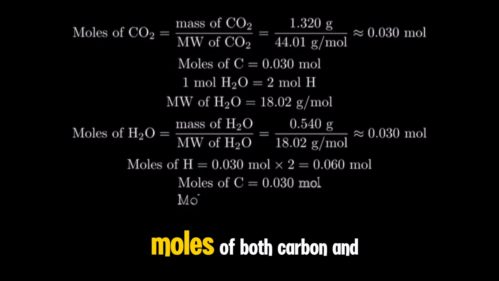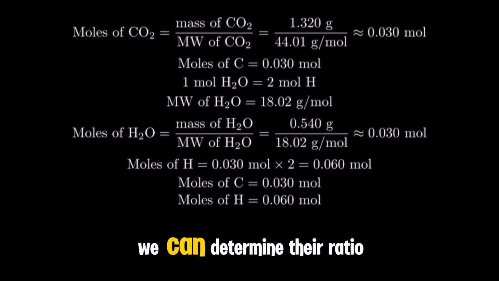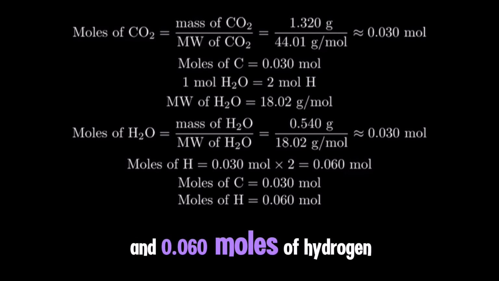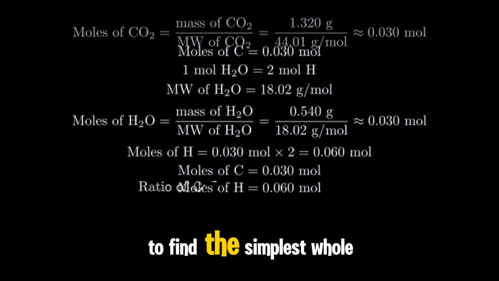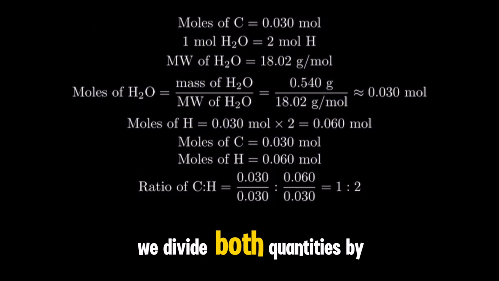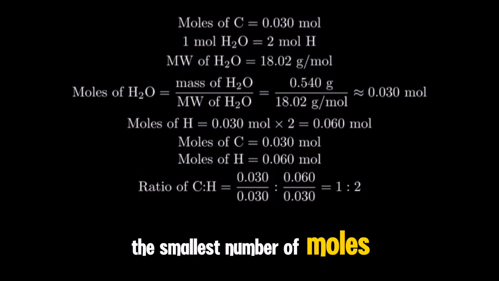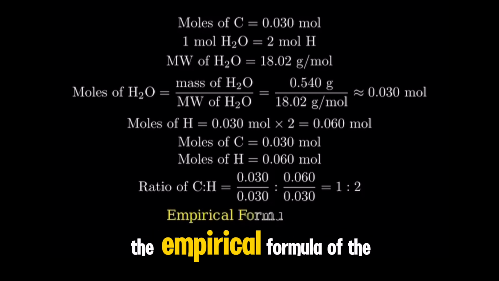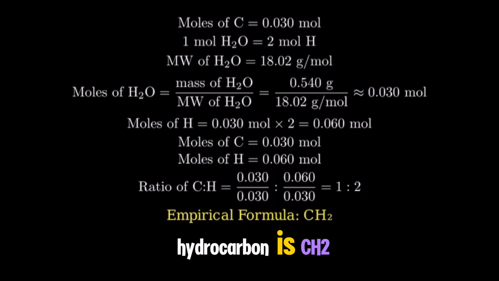Now that we have the moles of both carbon and hydrogen, we can determine their ratio. We have 0.030 moles of carbon and 0.060 moles of hydrogen. To find the simplest whole number ratio, we divide both quantities by the smallest number of moles, which is 0.030. Therefore, the empirical formula of the hydrocarbon is CH2.